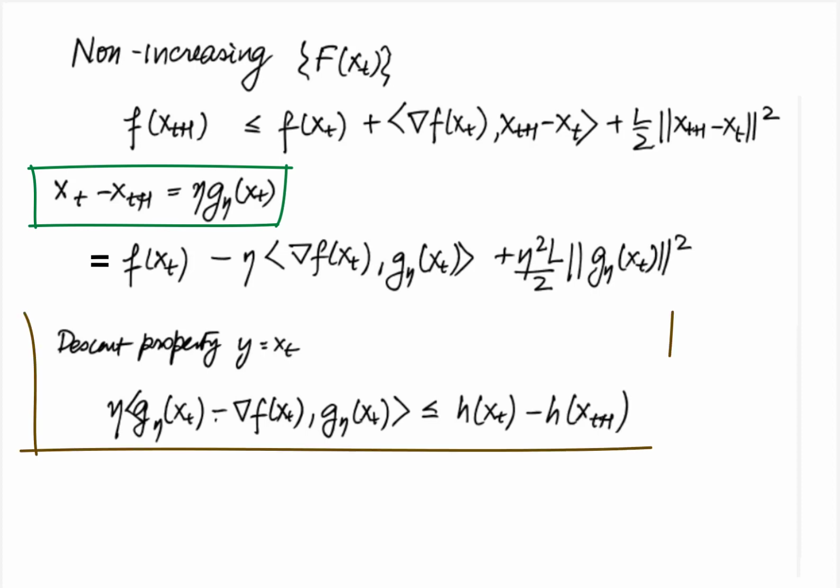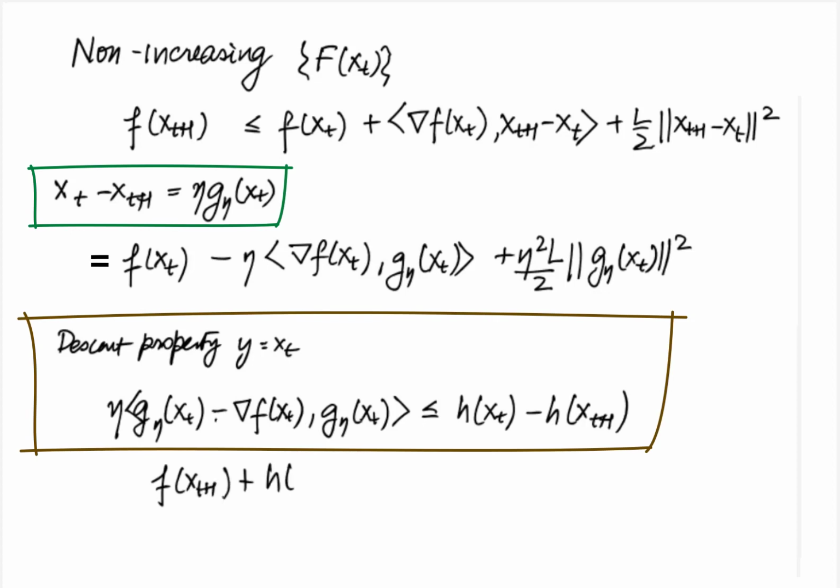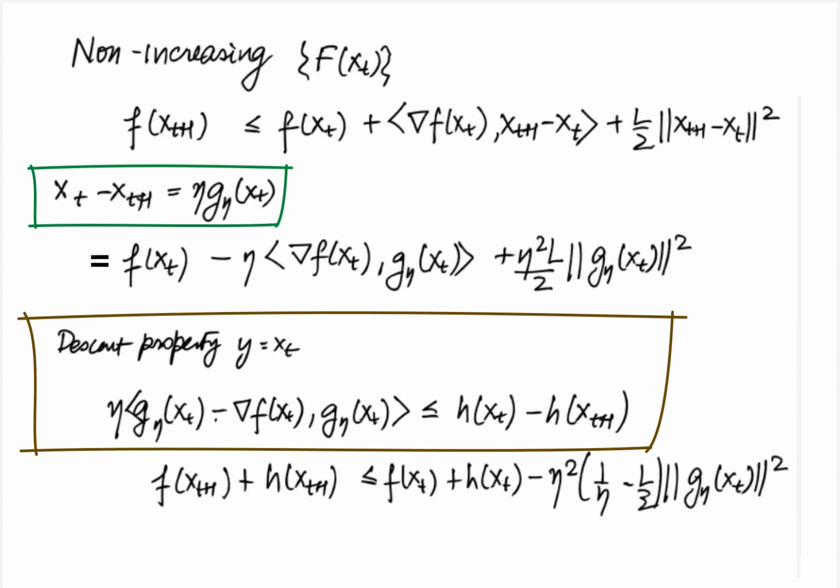So substituting it here, we obtain that f of xt plus 1 plus h of xt plus 1 is less than or equal to f of xt plus h of xt minus eta square times 1 by eta minus L by 2 times norm square of g eta of xt. So here f plus h can be replaced by capital F. So this is the required one-step inequality. We can choose eta equal to 1 over L so that the last term is negative and can be dropped, and carry out the telescopic sum to get the required result for the general smooth case.